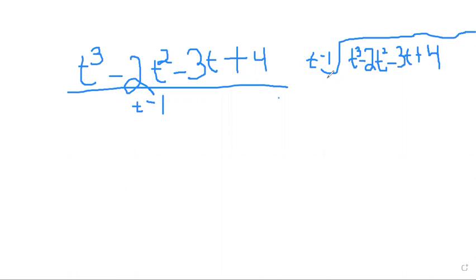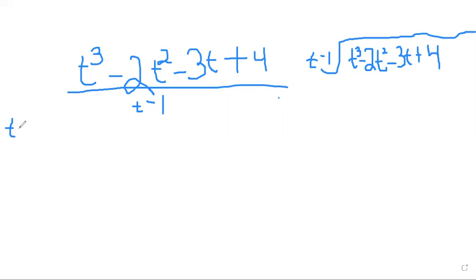All right, so let's talk about long division, and let's look at this polynomial, and let's practice the long division procedures. So t minus 1, which is a divisor, and we will divide t cubed minus 2t squared minus 3t plus 4. Okay, so the first thing we do is we take the divisor, which is t minus 1.